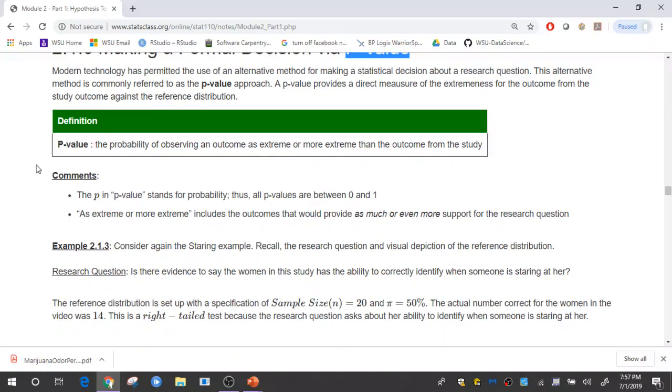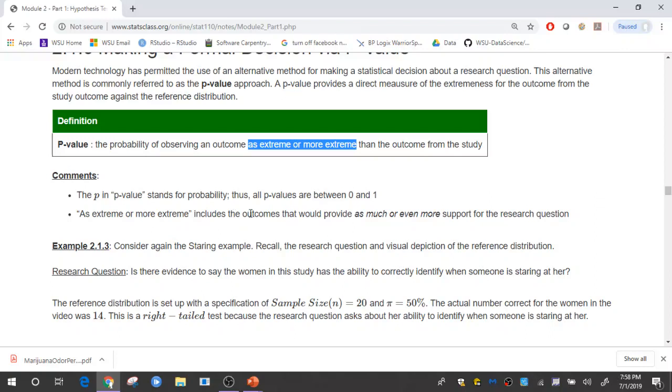So what is the definition of a p-value? A p-value is a probability of observing an outcome as extreme or more extreme than the outcome from the study. And this p-value is computed from my reference distribution. The p here stands for probability, so a p-value is going to be between 0 and 1. When we say as extreme or more extreme, that includes the outcomes that would provide as much or even more support for the research question.